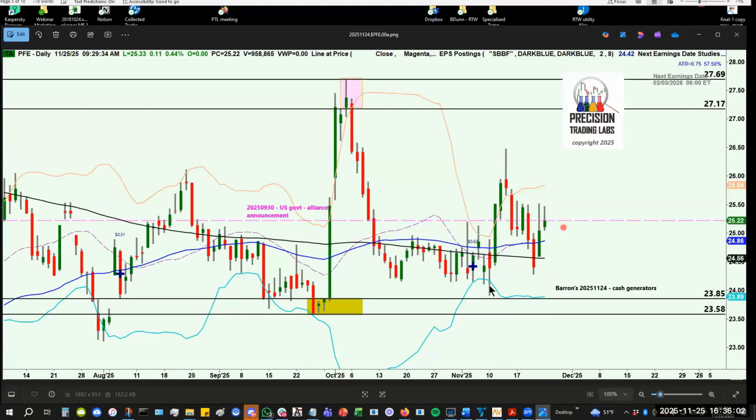Having said that, if we get a pullback from here, that is a technically qualified demand zone here. We have a drop-base-rally there. We have that structure where these are indecision candles, indicating that there is a lot of basing going on in there, and then price rockets out of there. So in fact, if we do get this pullback here, this could be a decent bullish trade.